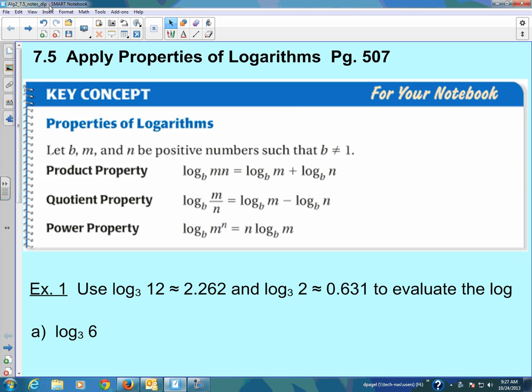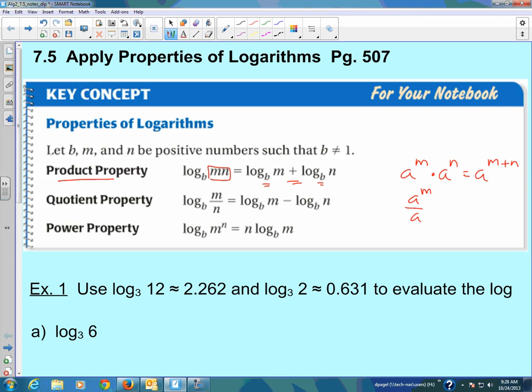For example, on the product property of a logarithm, you'll know that a product property in an exponential was when I had same bases multiplying together with different powers, and I was able to add the powers together. Well, look what we're doing here. When we have same bases of logarithms, I have a product of some value here. I'm able to separate that into addition between the two log values. And the quotient property, well, when we had that for exponents, we were subtracting the powers. Well, now we're subtracting the log values.